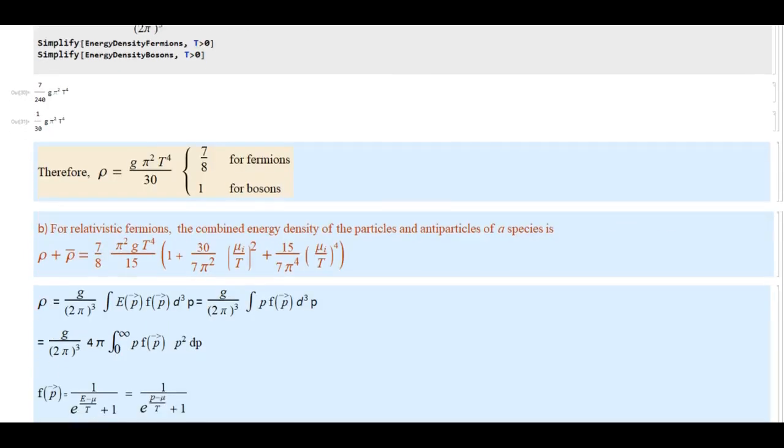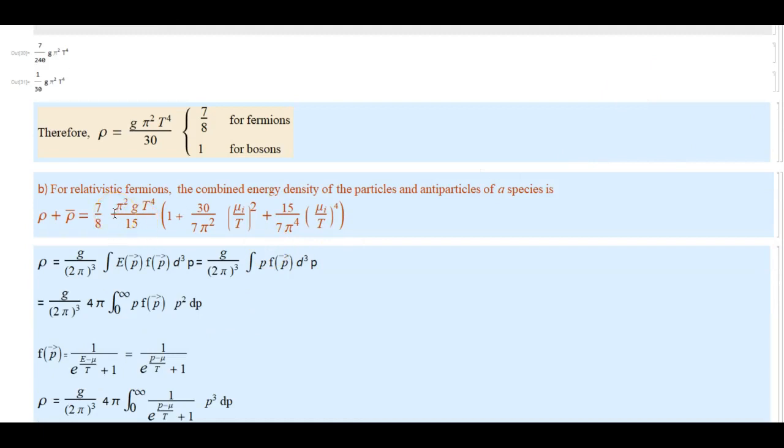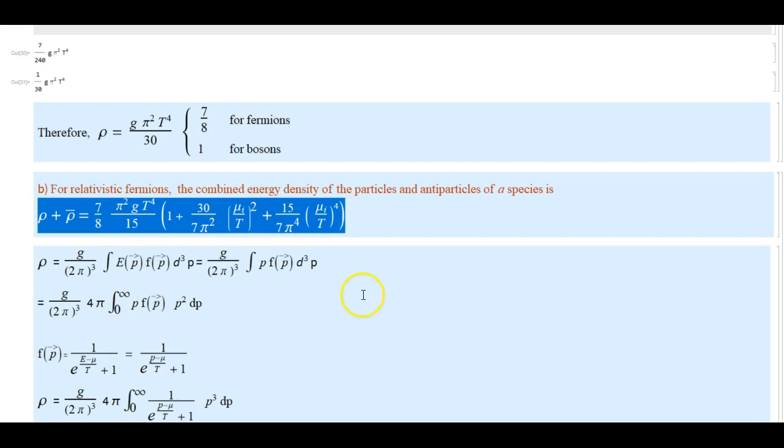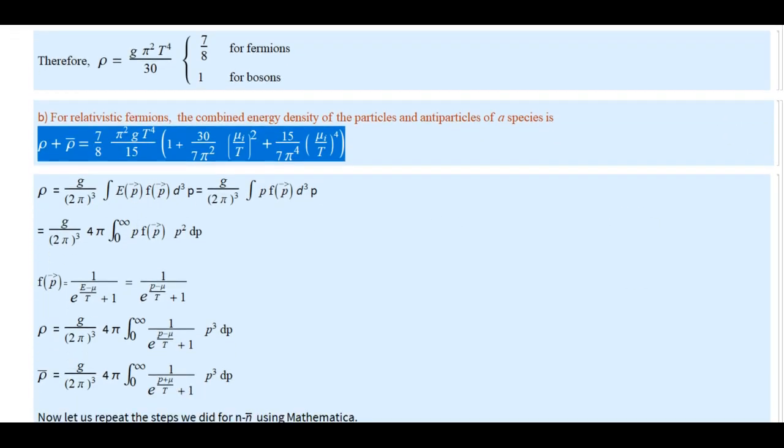For relativistic fermions, as we have seen in our last video, the difference in number densities gives us an exact expression if we do not neglect the chemical potential, but keep the chemical potential term. We get the exact expression for the difference in number densities between the particle and antiparticles. Now, if we sum up the energy densities of particles and antiparticles, we will get the exact expression. Again, the technique is the same which I used in my last video.